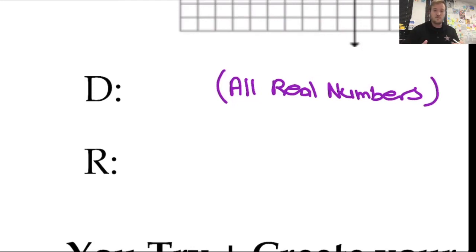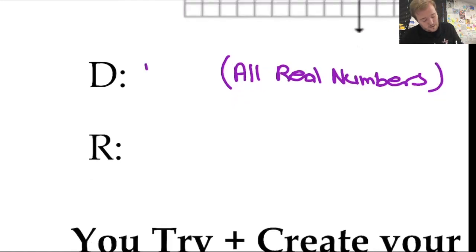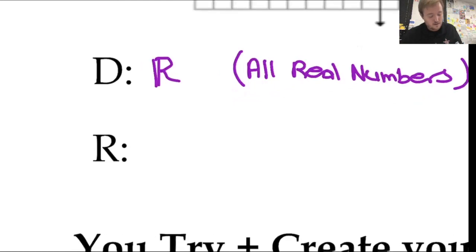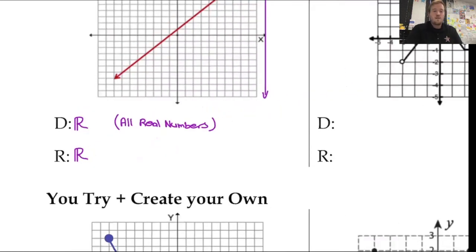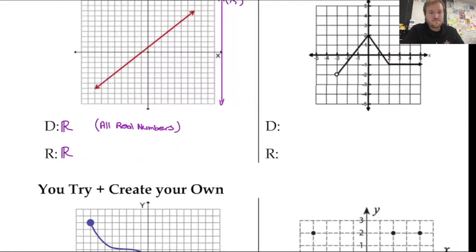So instead of having to write all real numbers every single time, I'm actually going to write the symbol for all real numbers. So it is a capital R with another vertical line going down. Oh my gosh. There we go. Close enough. So it's going to be both for the domain and the range. So once again, that just means all real numbers.